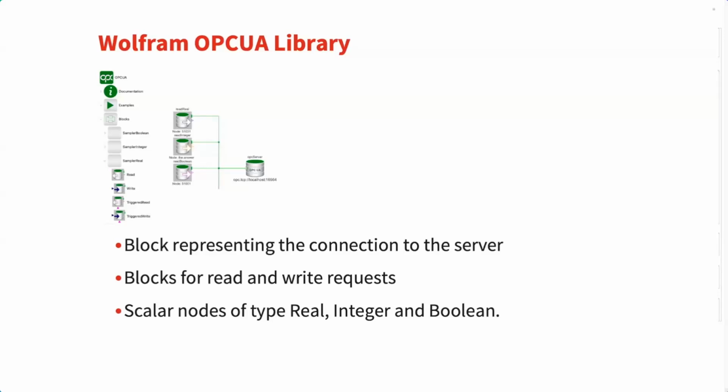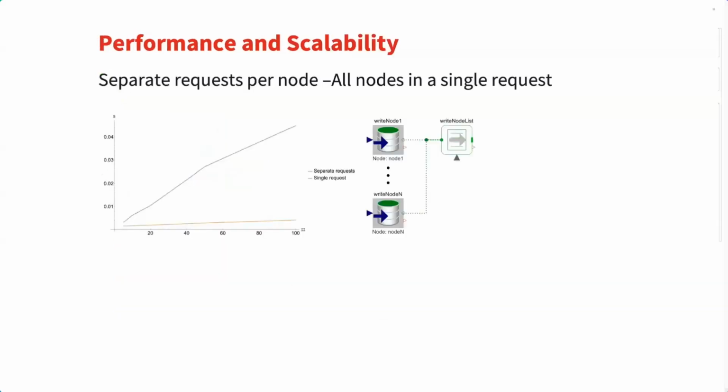OPC UA has a richer list of types than Modelica. For example, it has unsigned and signed integer in all combinations of the usual width variants, whereas in Modelica we only have integer. So when writing data, we must also specify the OPC UA data type that should be used for the write request. So how does it scale to read and write one single node in each request?